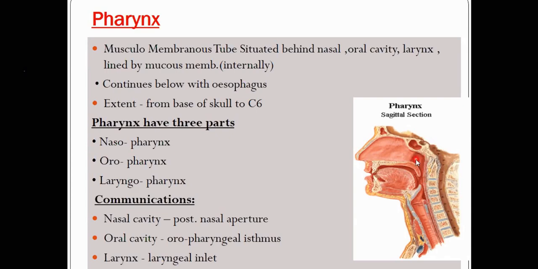It has 3 parts. One which is behind the nose is called nasopharynx. One which is behind the oral cavity is called oropharynx. One which is behind the larynx is called laryngopharynx. They communicate with the nasal cavity, the oral cavity, and the laryngeal inlet. What is this? This is, as I told you, the epiglottis, which is just behind the tongue. When you pass your food from the oral cavity, this epiglottis will close the tracheal tube, the larynx, and the food slips down into the esophagus.